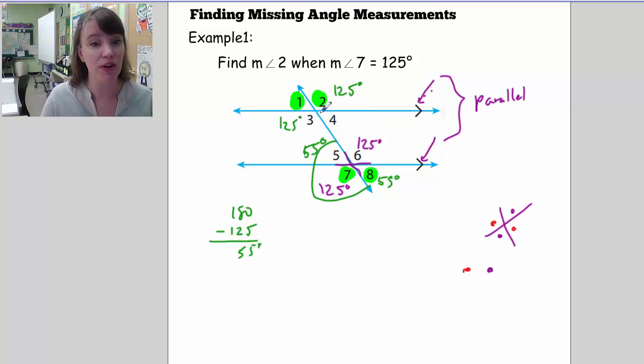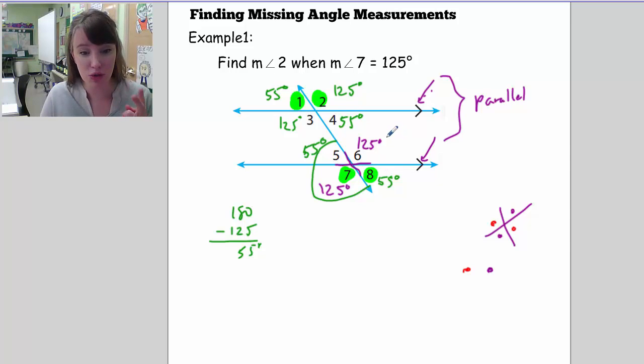I know that 1 and 5 are corresponding, so this should be 55. And I know that 1 and 4 are vertical, so this should also be 55. When you have two parallel lines cut by a transversal, there's only two angle measurements here. Every angle has either one of the two angle measurements.